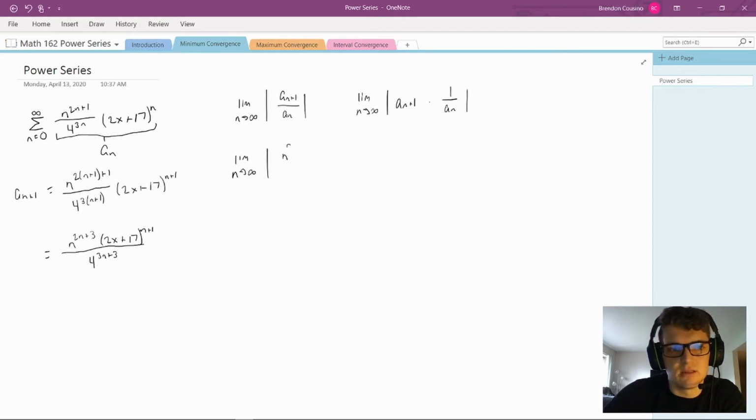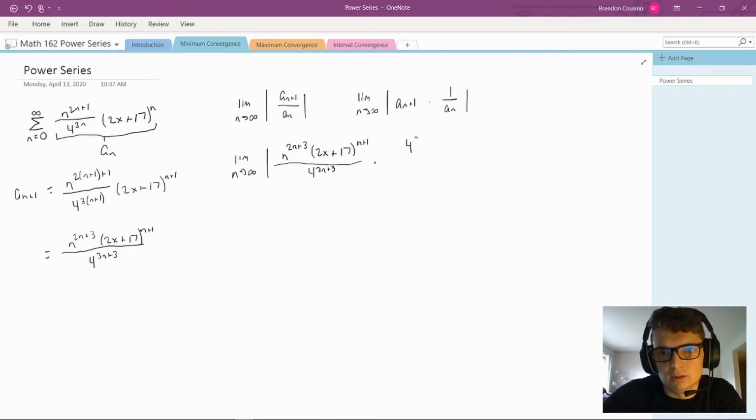So that's going to be n to the 2n plus 3 times (2x plus 17) to the n plus 1, divided by 4 to the 3n plus 3, and then we're going to multiply by the reciprocal of a of n. So that's going to be 4 to the 3n divided by n to the 2n plus 1 times (2x plus 17) to the n, absolute value.